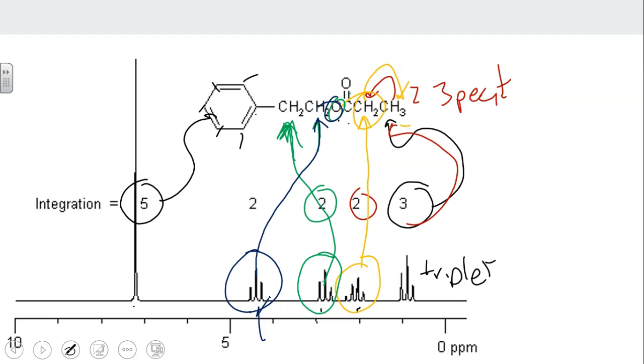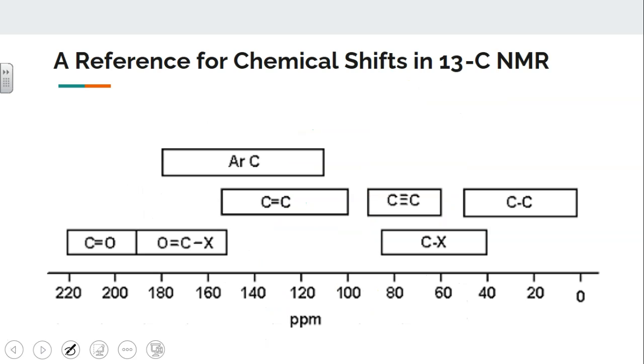So I would indicate that. I'm not writing it for you, but I'm telling you that when you do a complete interpretation, you should incorporate the integration, the coupling, and the chemical shift in each of the peaks so that we know that you know what you're talking about. Okay, so we can do one for carbon NMR.